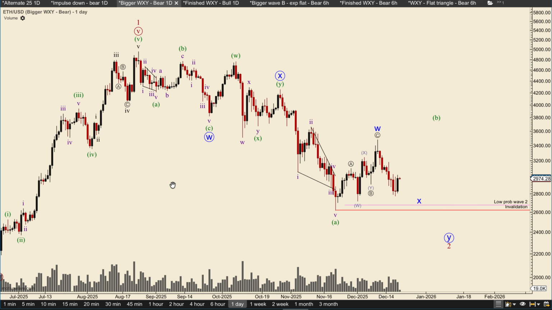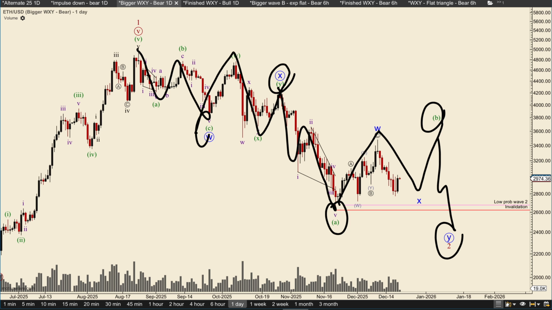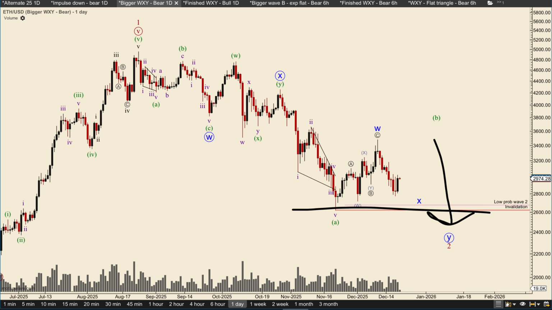Then we have the bigger WXY scenario, where we're counting this as an ABC, a WXY into wave X, and wave A, WXY to wave B, and then looking for wave Y to finish wave 2, and after that we are moving up. So the reason why I have written this as bearish is because in the short term we are looking for lower prices, taking out this low, but after that we are moving up.